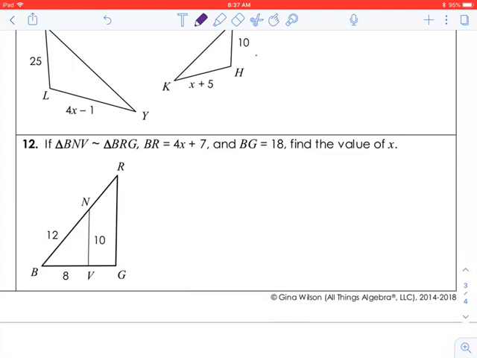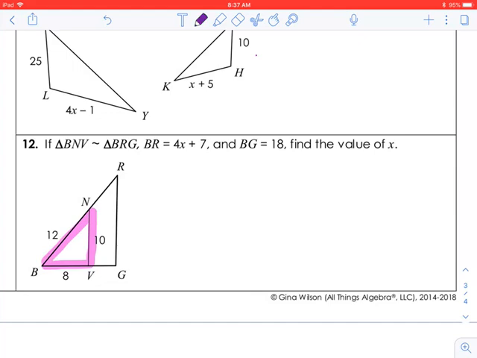It's kind of a weird one because the triangles are kind of put together, but that's okay. We got to just understand one of these triangles is within the other. So this triangle here is within the bigger triangle. So BNV and BRG are the two triangles.